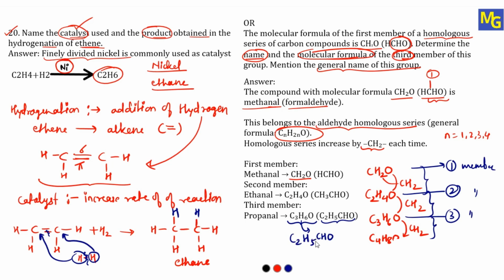So now we have to name it. How many carbons do we have? We have 3. So it is prop-, and because it is an aldehyde, we will write it as propanal. So this is the name of the third member of this homologous series.